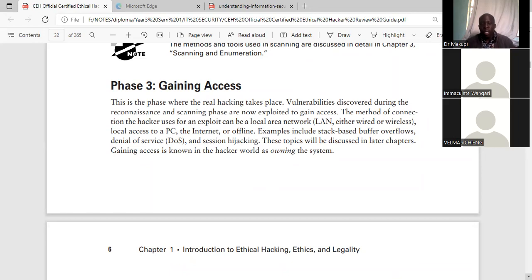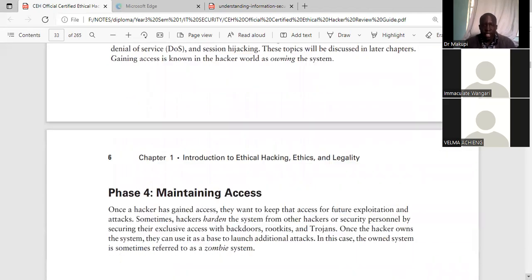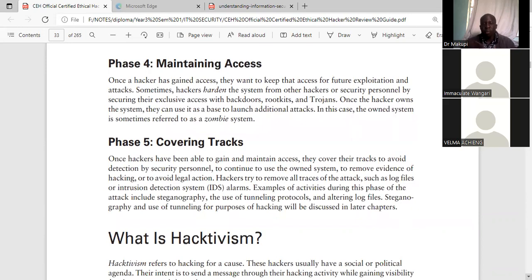Or you have known the privileged information is between person A and person B. So I try to hijack the session. When they are communicating, I try to hijack the session or do eavesdropping so that I can get information which is moving around, you see? So buffer overflows, you're sending too much information, you see? It's almost similar to denial of service. Now, maintaining access. Once you have gained access, you now maintain access.